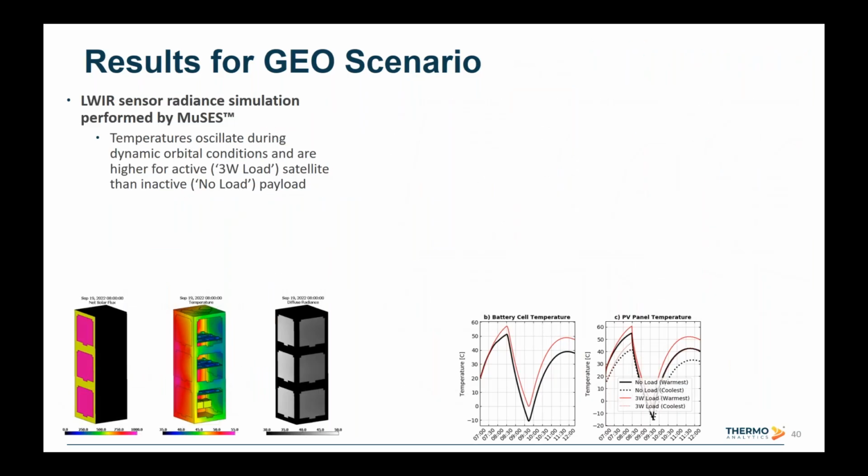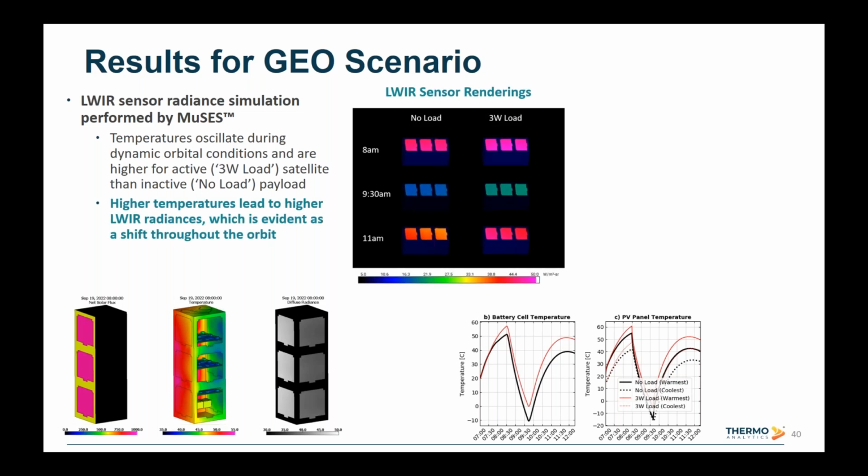So then transitioning from the thermal and electrical results over to the long wave infrared results for the GEO scenario. Again, we're going to see that higher temperatures lead to higher long wave radiances, as we'd expect. And in this false color graphic here, I'm showing 6 long wave 8 to 12 micron renderings and comparing them to each other. So what we see is 2 different columns of images, 3 rows each. Each column, the one on the left is the no load case, the 0 watt case, and the column on the right is the 3 watt active case.